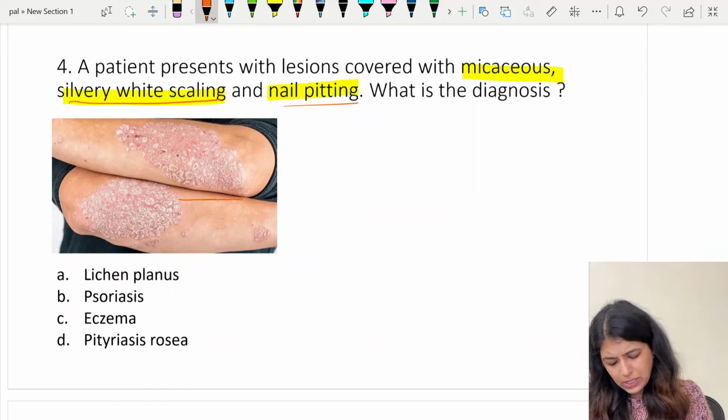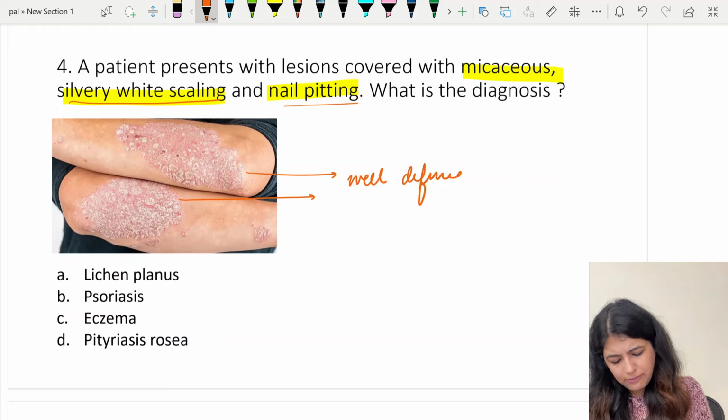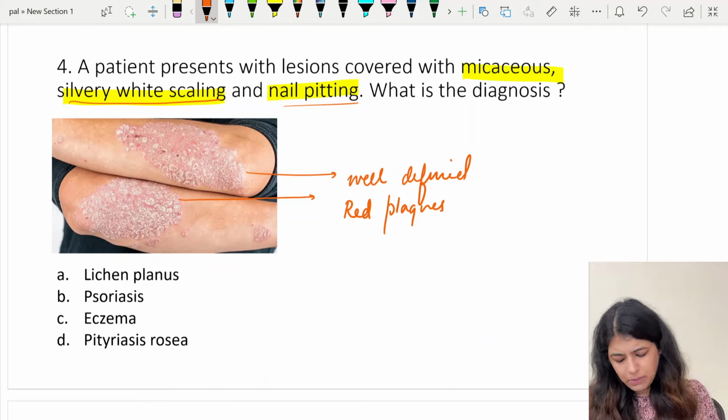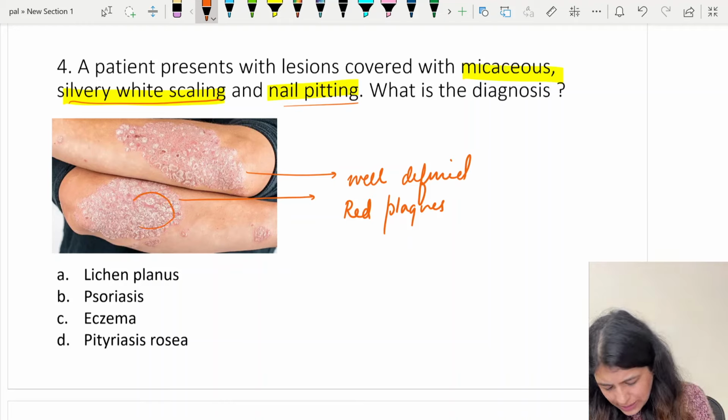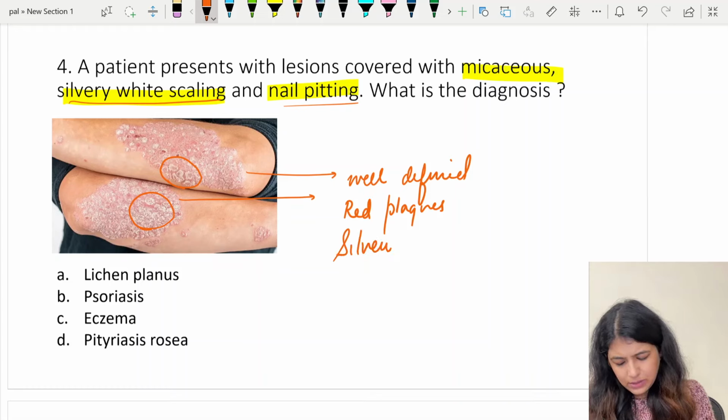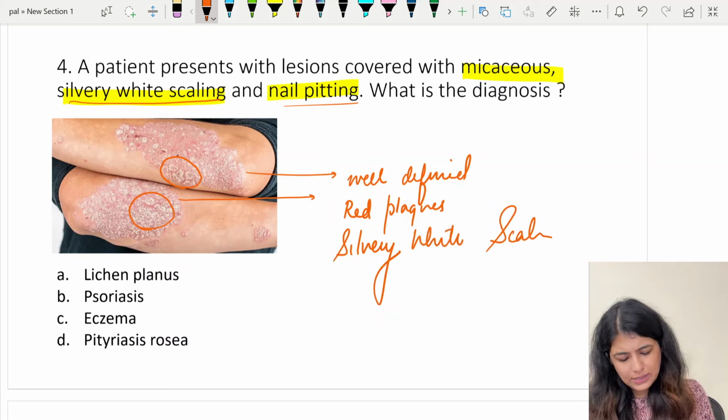So the image is showing us multiple well-defined erythematous plaques. So that is the first look of the image. Now when you look at the scaling, it is a micaceous silvery white scaling. So what you see here is a micaceous silvery white scaling.